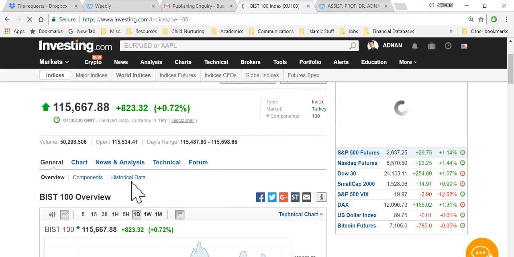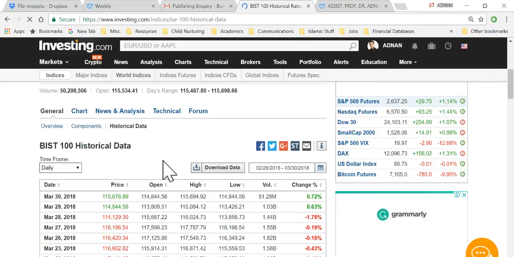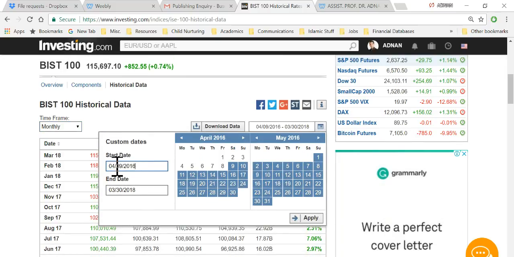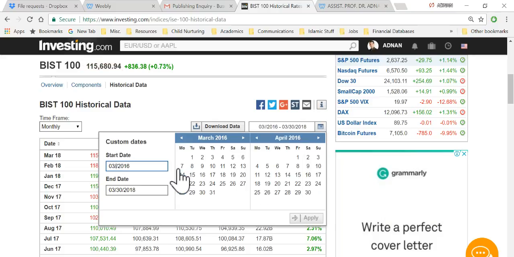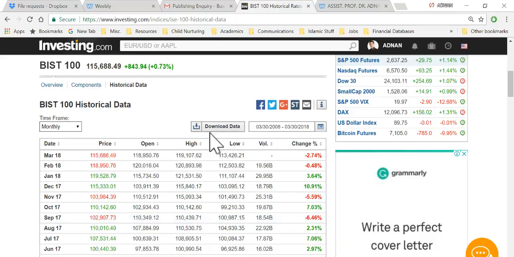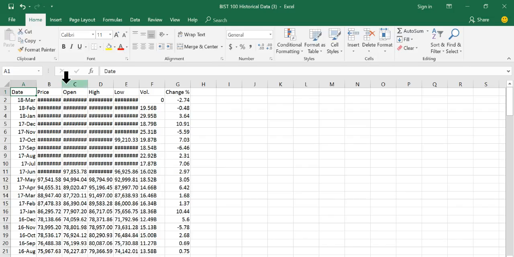and you go to the historical data. So from here you change your daily time frame to monthly. So again, you will set the same dates. So again, the dates will be 3rd of March to March 30, 2008. Apply, and you press this download button, and it will come. So open this. Wait, yes, we have it here.